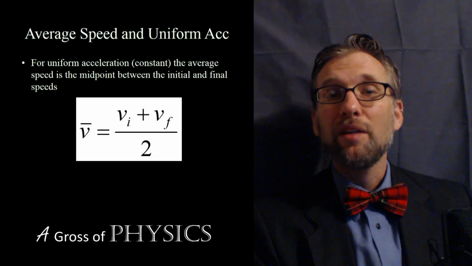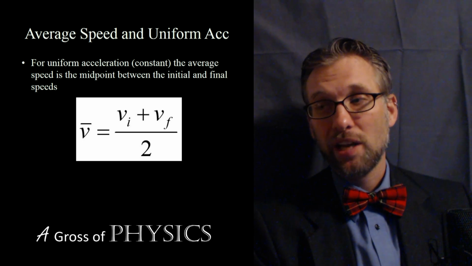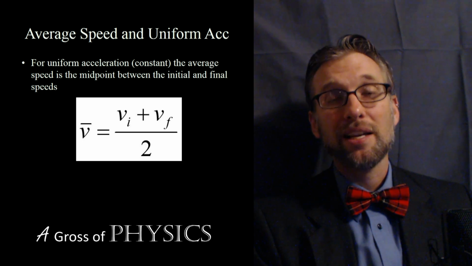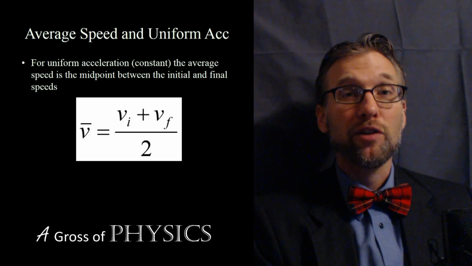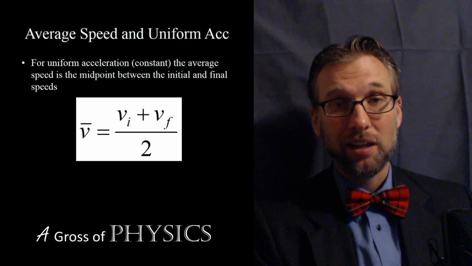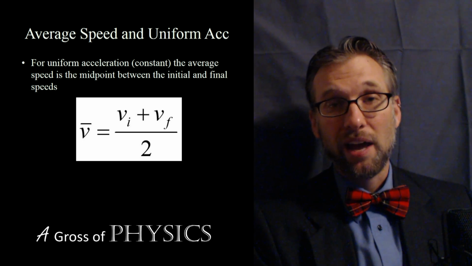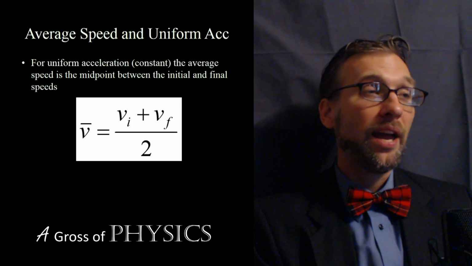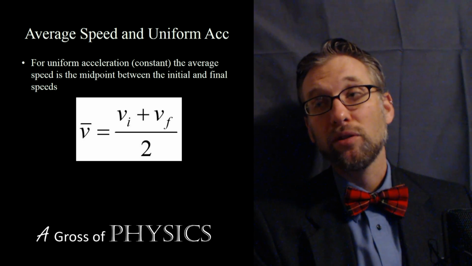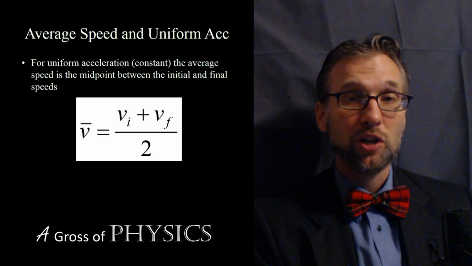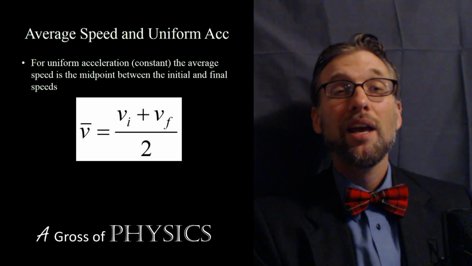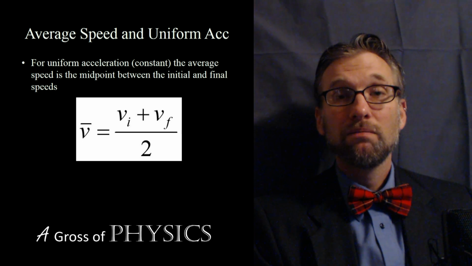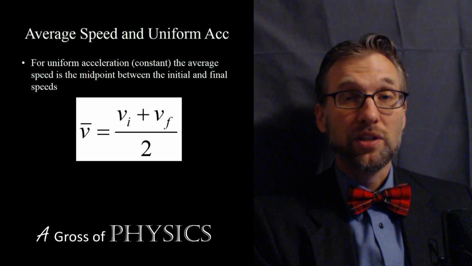But if we have uniform acceleration, and for example, we go from 0 to 25 meters per second, well, the average velocity will be the average between 0 and 25. So mathematically, I do VI plus VF and divide by 2. In this case, it would be 12.5. If I started at 10 and I traveled to 30 meters per second with a uniform acceleration, my average speed would be 20 meters per second.